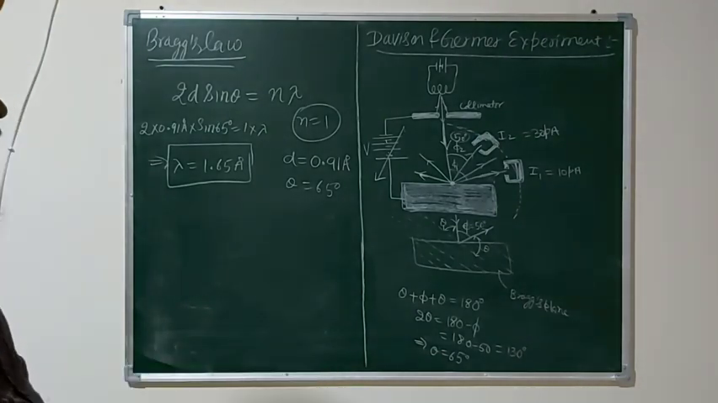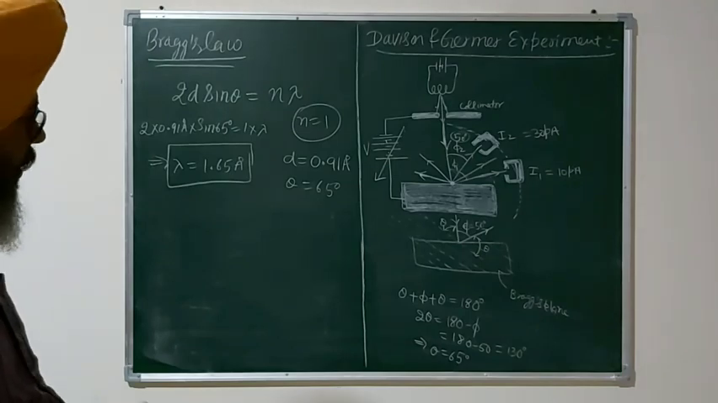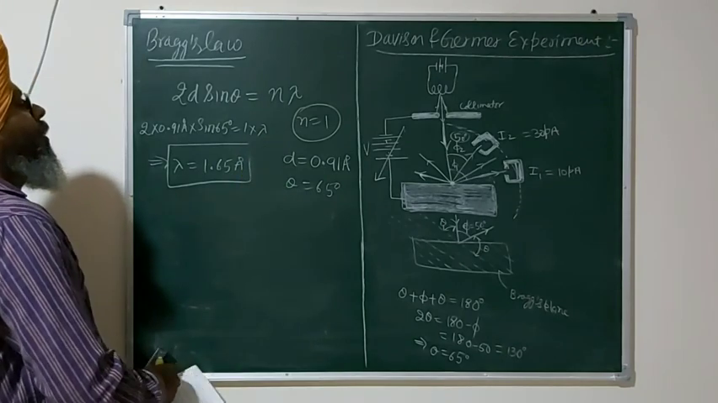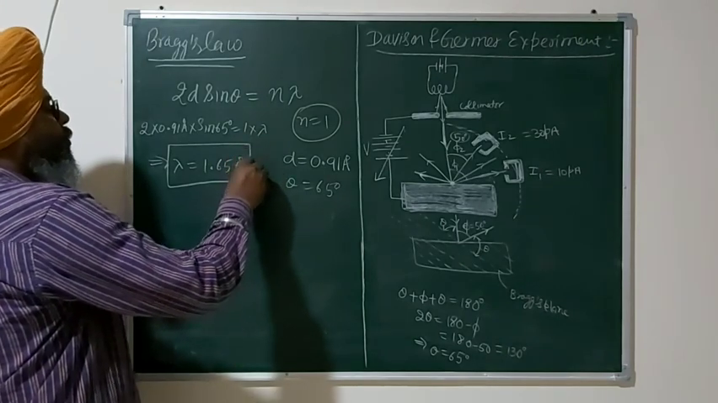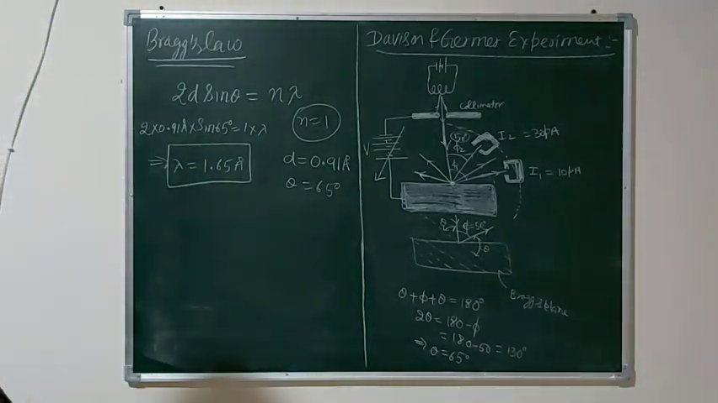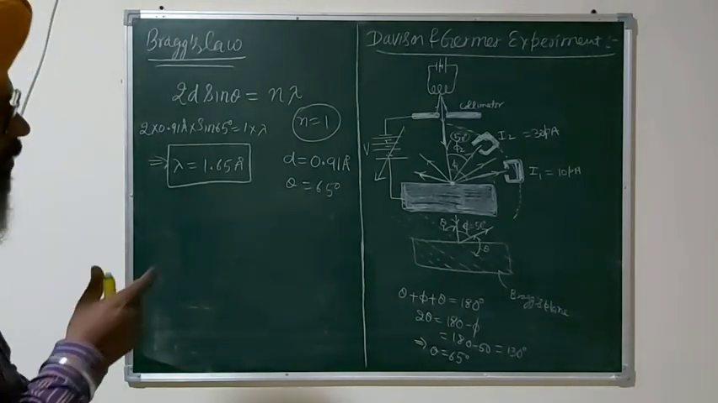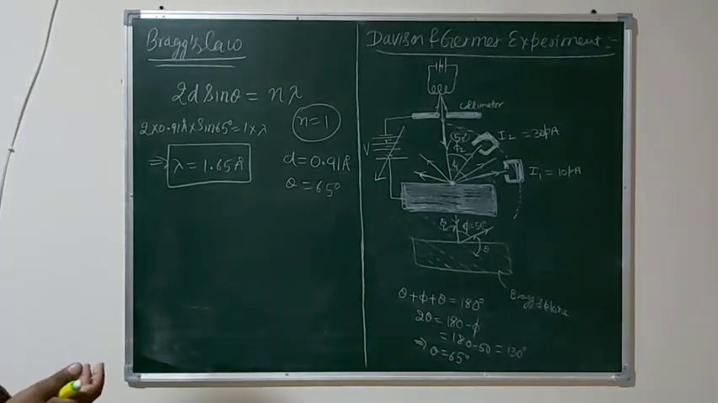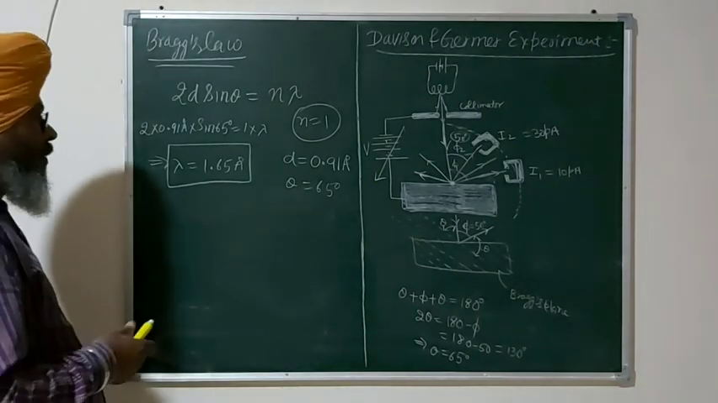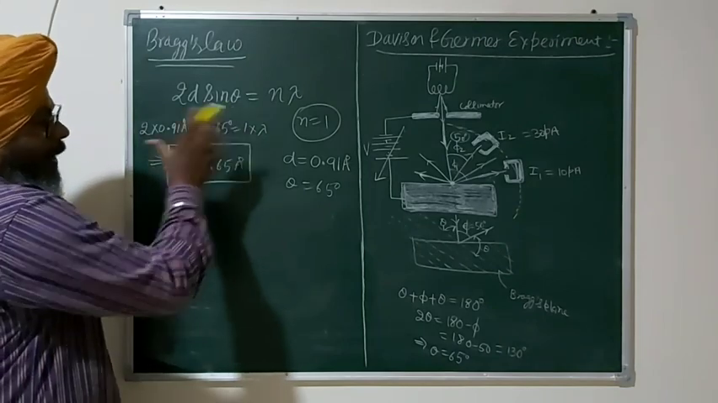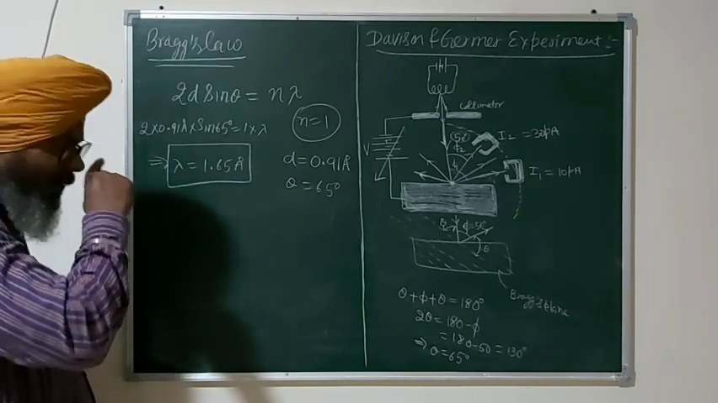Kindly remember, Bragg's law is for diffraction of any wave from a crystal. It requires only one condition, that the diffraction must be from a crystal and the wave should have wavelength comparable with the lattice spacing of that crystal. Only then the diffraction will be observed. And if the electron beam has diffracted, then the wavelength must be equal to 1.65 angstrom according to Bragg's law, which is a proved or well established law.